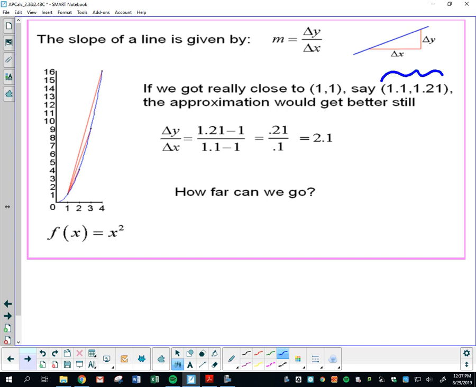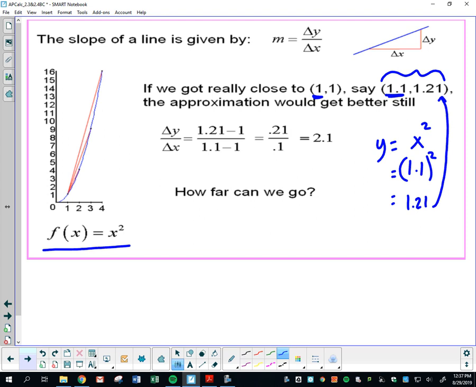One thing I want to highlight is that these calculations change depending on your function. If I have y equals x squared, or f of x equals x squared, and I wanted the slope of the secant line from 1 to 1.1, I would substitute in 1.1 for x and square that. If you square 1.1 in your calculator, you get 1.21. This number is not magic. It comes from my function. So now I've got a slope of 2.1.